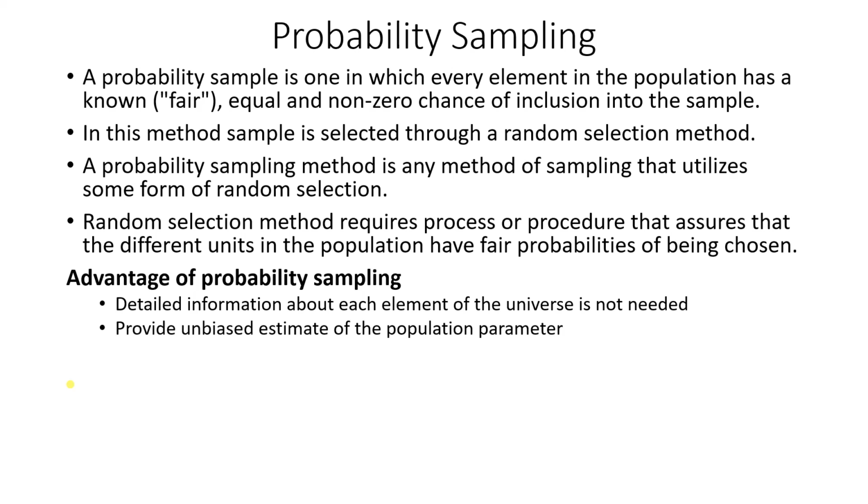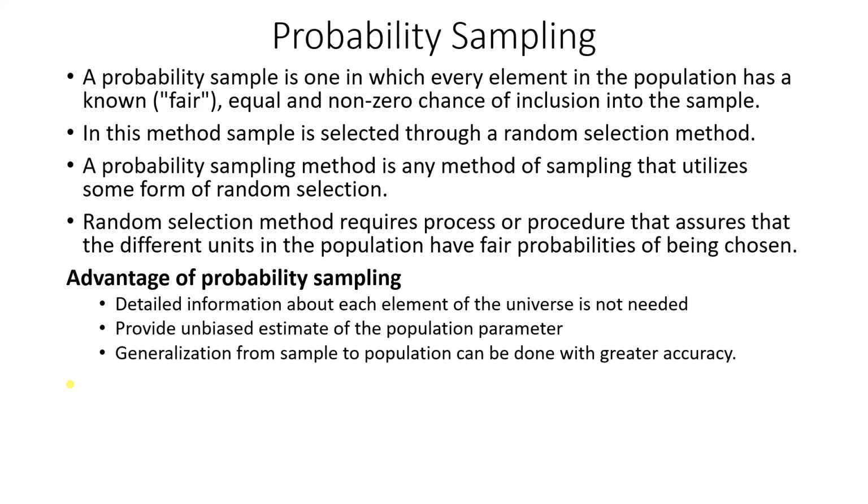Second, this provides unbiased estimate of the population parameter. So the sample statistics is considered unbiased estimate of the population parameter. Third, generalization from sample to population can be done with greater accuracy. And there is little chance of sampling bias. And I have already discussed what is sampling bias.